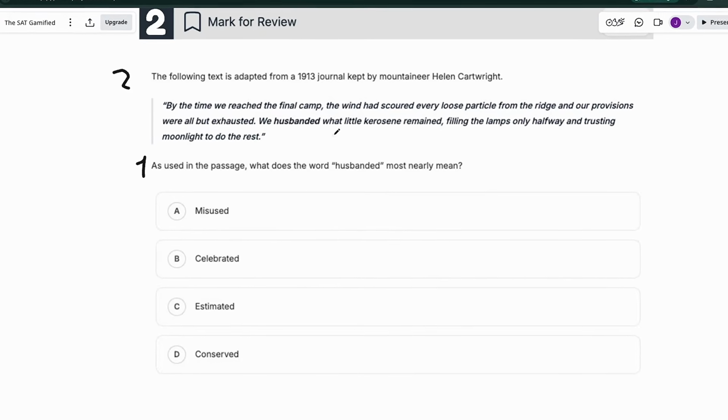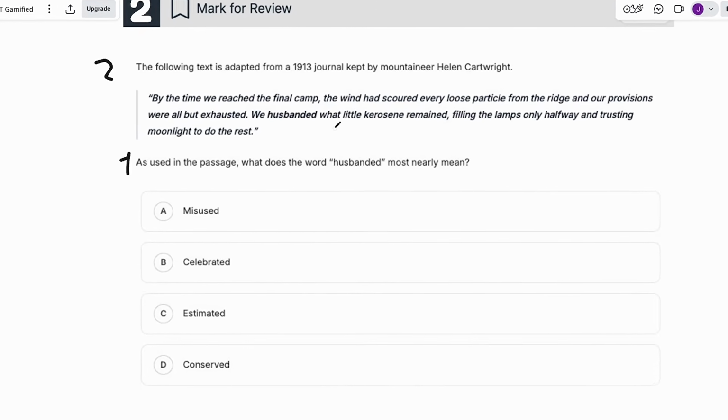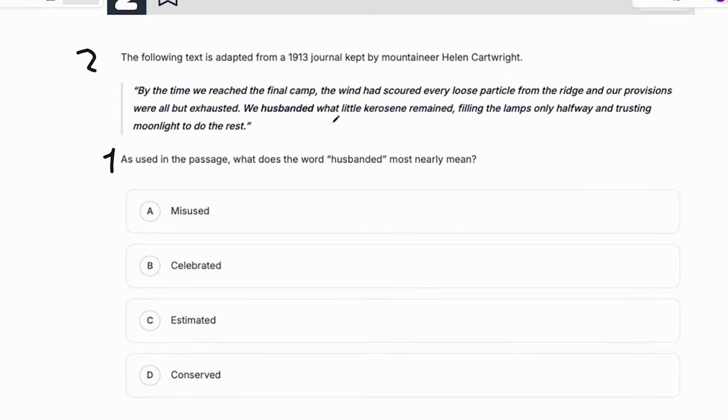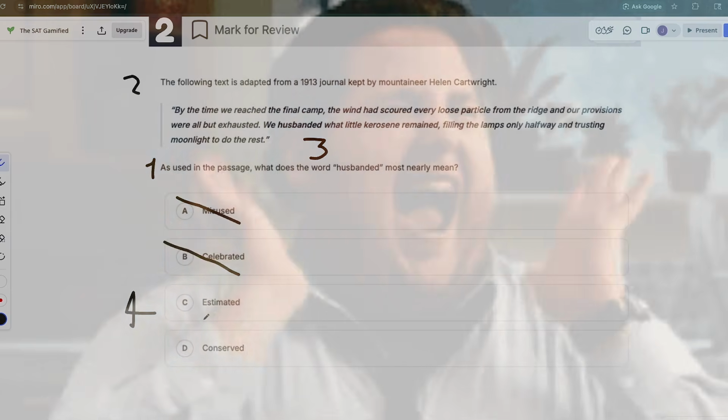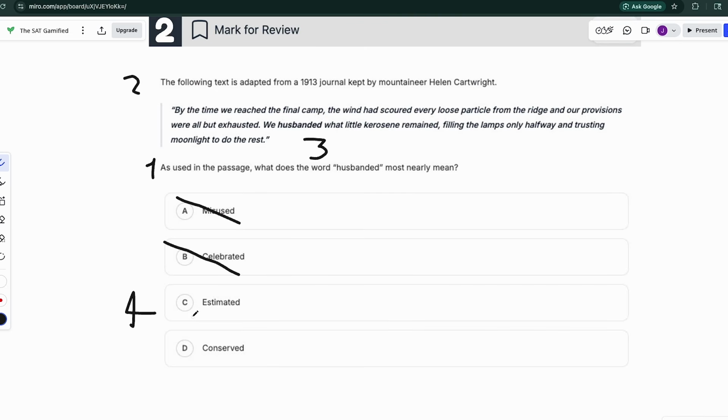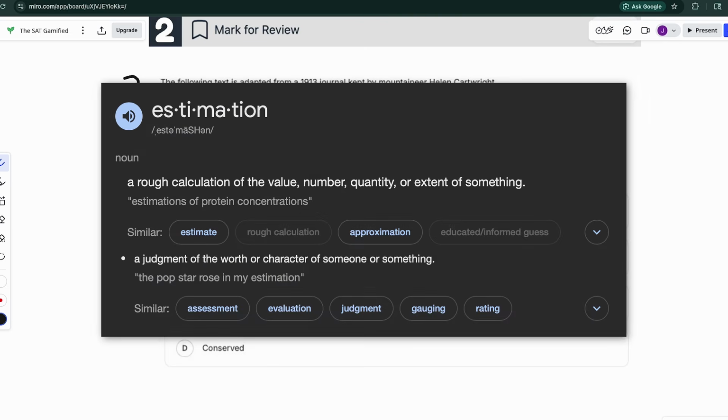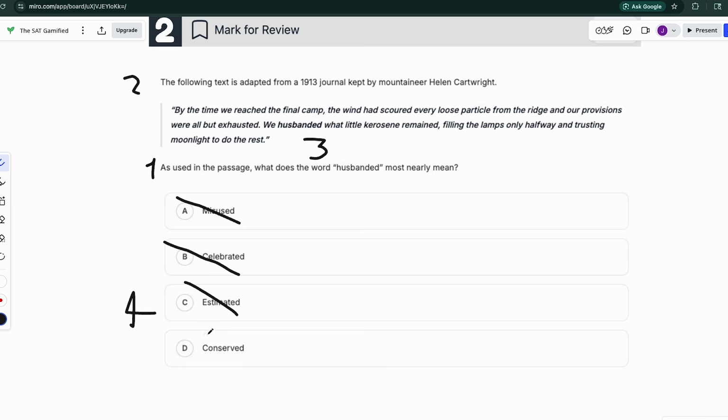We husbanded what little kerosene remained, filling the lamps only halfway and trusting moonlight to do the rest. If they had very little kerosene remaining, they would want to make sure that they're using it very, very carefully. So I guess you could say we conserved it. Then looking at the choices for number 4, misused, not it. Celebrated, that means to be happy and excited. Estimated could be it, but it doesn't talk about them estimating the amount. It talks about them using it. And then conserved, okay, that's exactly the prediction.